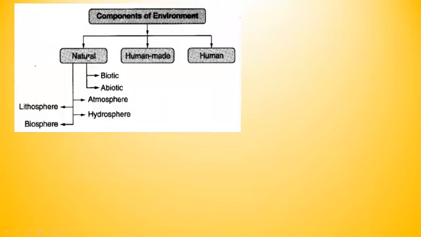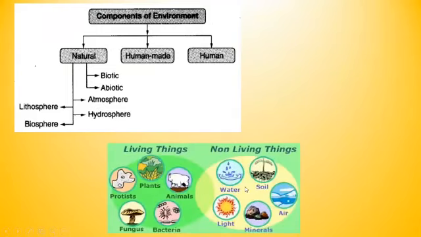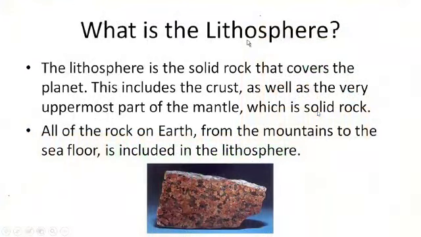Components of the environment. Under the natural category, it is first divided into biotic and abiotic. Biotic means the world of living organisms, and abiotic means the world of non-living elements. These are further divided into atmosphere, hydrosphere, lithosphere, and biosphere. This is an example of biotic and abiotic. Living things: plants, animals, fungus, bacteria. Non-living things: water, soil, air, minerals, light, and more. In the next part, let's first study the natural environment.